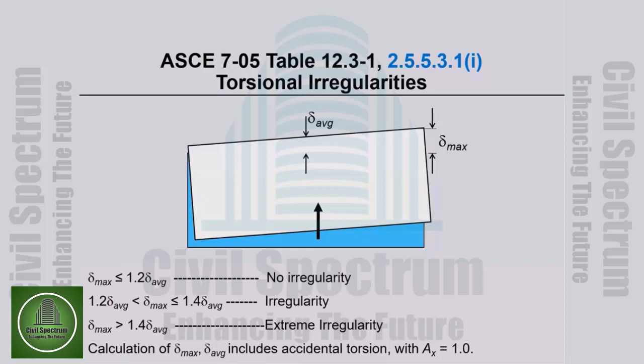Up to 20%, we say, don't worry, we don't have any irregularity. If the ratio of maximum to average is more than 120%, less than or equal to 140%, we have type 1A, torsional irregularity. If the maximum is larger than 140% of average, then we have an extreme torsional irregularity, extreme 1A. Okay? Now, in calculating this delta maximum and delta average, we have to include accidental torsion, but no amplification of accidental torsion.